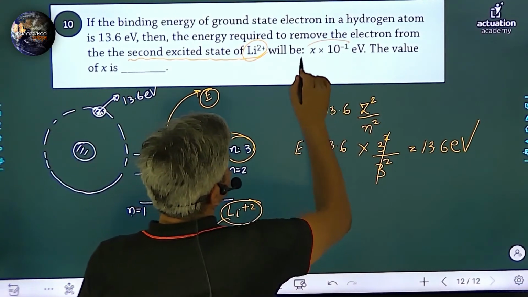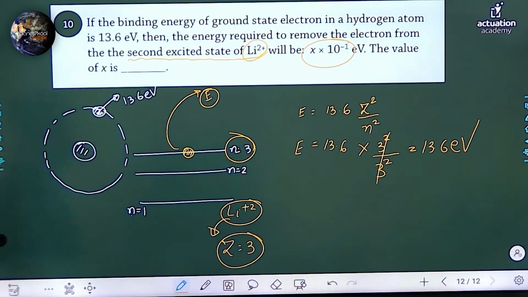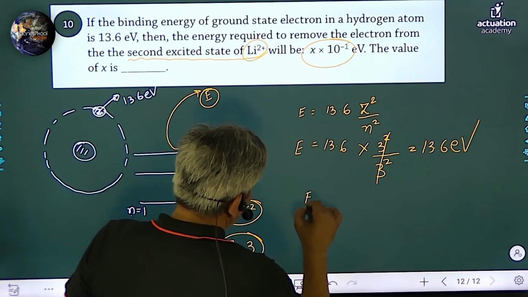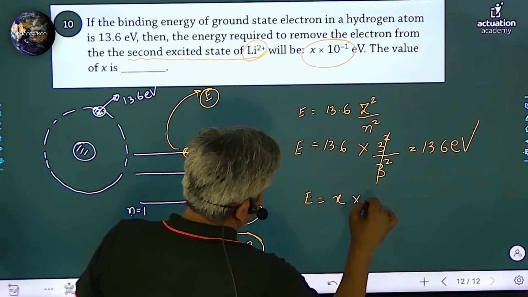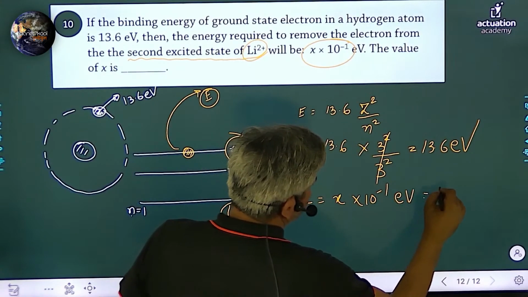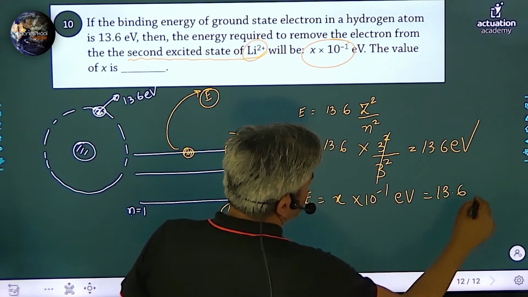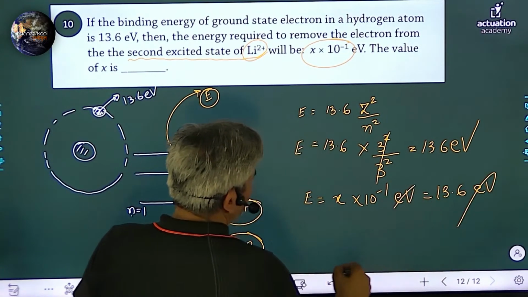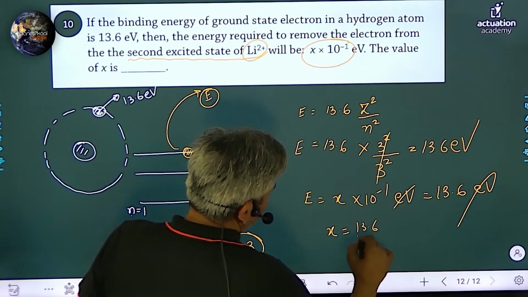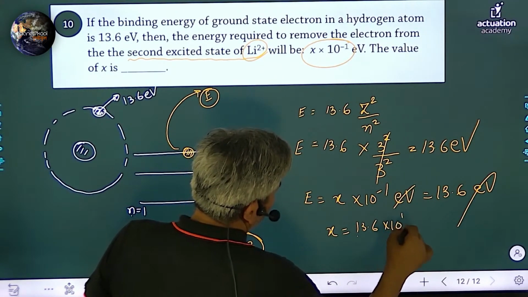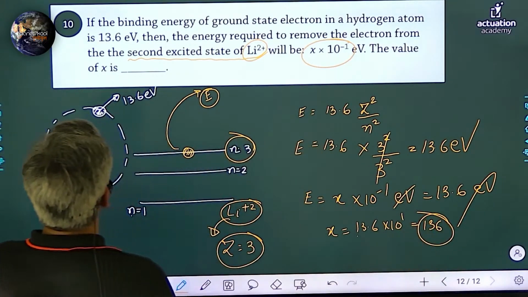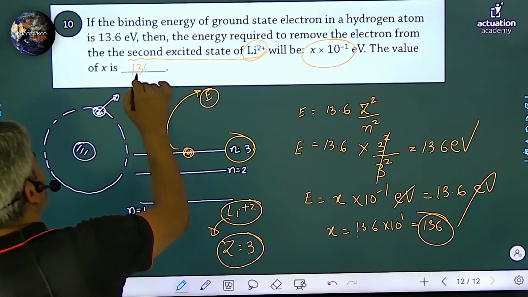But we need to mention the energy in x into 10 raised to power minus 1. So this E as per the question is x into 10 raised to power minus 1 electron volt, and this must be equal to 13.6 electron volt. Now x is 13.6 over 10 raised to power minus 1, which is 136. So the value of x is 136.